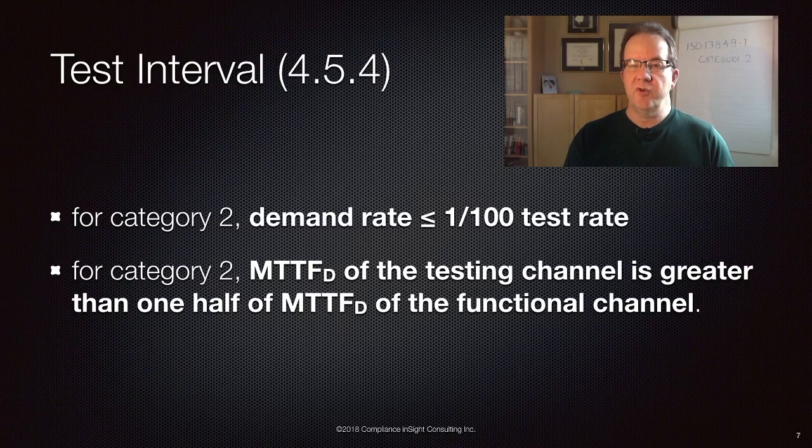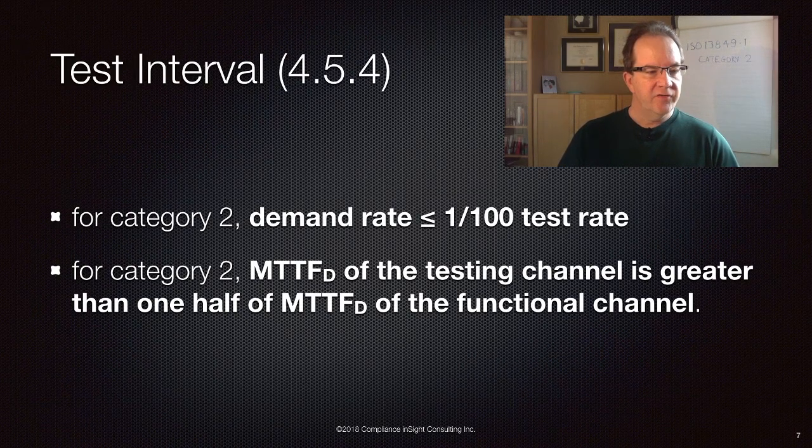And something that was new that was added to 13849 in 2015 is that the mean time to dangerous failure, MTTFD, of the channel, so this is now the active channel, that's the failure rate of the combined input, logic, and output devices. The test equipment has to have at least half the MTTFD value. So if we calculate the channel MTTFD and, let's say that it's 50 years, then the test equipment has to have at least 25 years MTTFD in order to conform to the requirements of category 2.